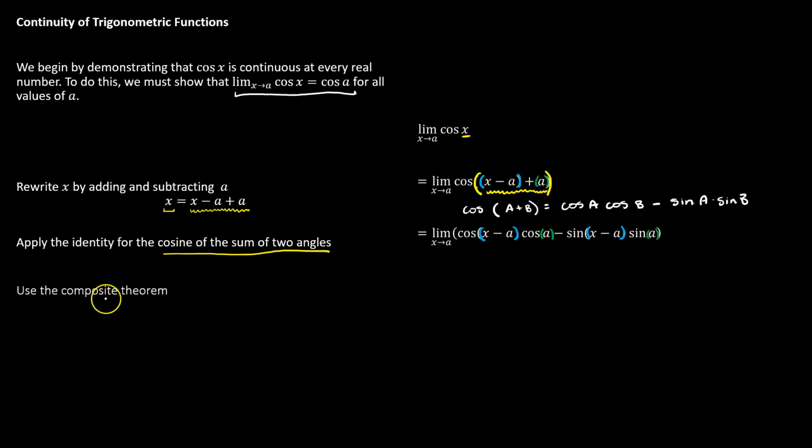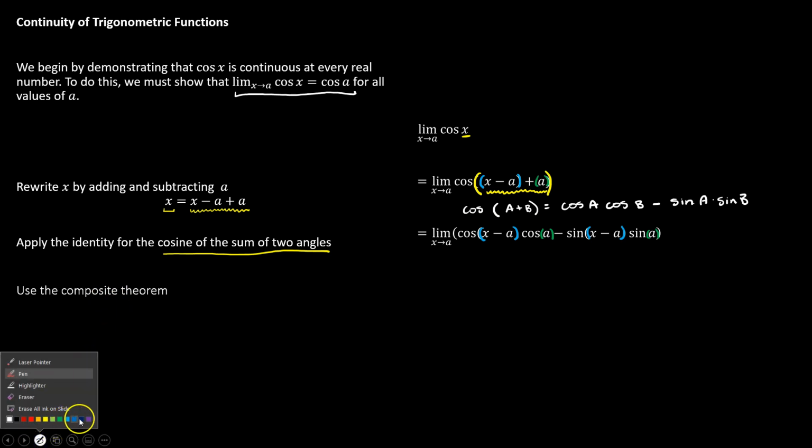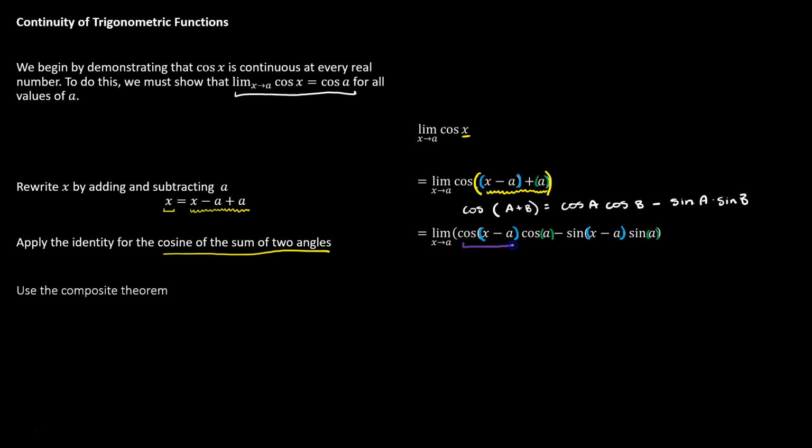The reason we did that is so that we can use the composite theorem. We do have composite functions going on here. We have a composite right here, and we have a composite right here. The outside function is cosine x, and this first time the inside is x minus a. And for the second composite, the outside function is sine x, and the inside is x minus a. Because we have composites, we can use the composite theorem to sneak the limit inside of those composites. So we've moved the limit into the inner part of this composite.